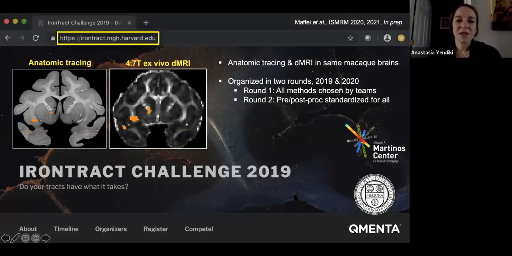So some results from the Iron Track Challenge. It was organized in 2 rounds. In the first round, the teams were free to choose any methods they wanted for pre-processing, tractography, and post-processing. And in round 2, I will explain why we harmonize the pre and post-processing across all methods to focus on differences that are due to the orientation reconstruction method and the tractography method.